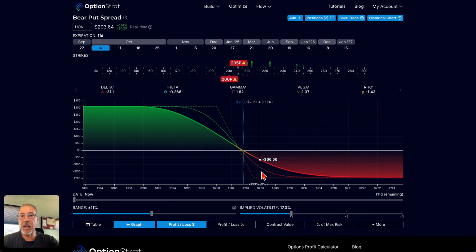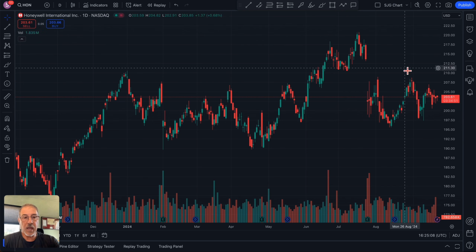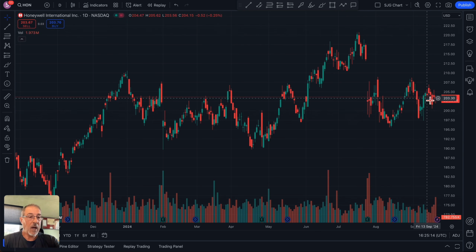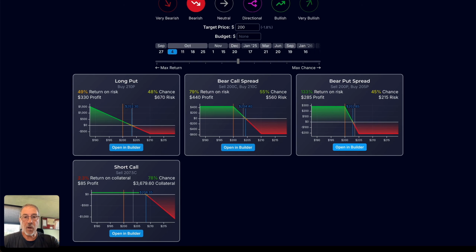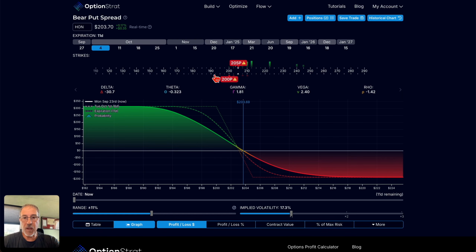In other words, based on looking at this chart, my thinking is that Honeywell should maybe start to fall a little bit fairly soon. If it does not, then my assumption was wrong and I just need to be back out of that trade. So what I'm going to do here is I've got this trade right here.